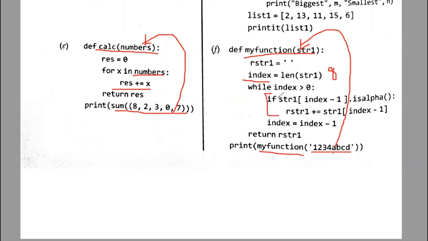And each and every time it is doing these two operations, it is going to subtract index by 1. It is going to get reduced by 1. str1 of index minus 1 dot isalpha. What is index minus 1? It is nothing but 7. 7 is nothing but the character D. Is this particular D an alphabet? Yes, it is of course an alphabet.